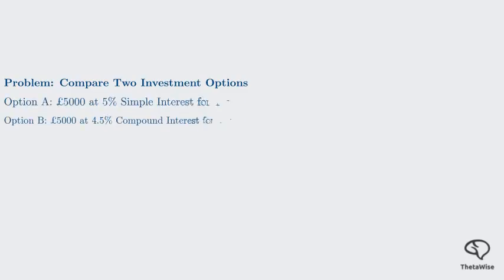To wrap up, let's look at a complex exam-style problem that combines these ideas. This will test your ability to choose the right method under pressure. Consider 2 options for £5,000 over 4 years. Option A offers 5% simple interest, while option B offers 4.5% compound interest. A student is asked which option earns more interest.